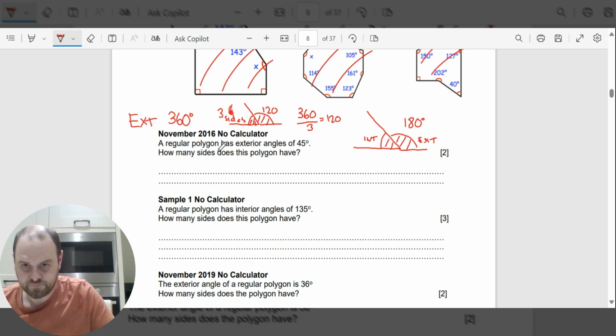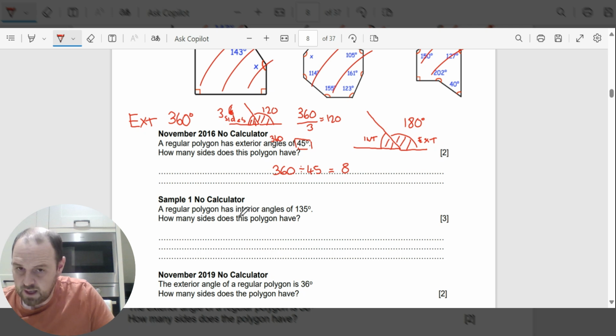So the alternative of that is, instead of them telling us the sides, what if they say, okay, a regular polygon has exterior angles of 45? Well, we need to remember exterior angles add up to 360. So if each one of them is 45, if I know how many 45s will make 360, that'll tell me how many sides this shape has got. And the answer here would be 8.